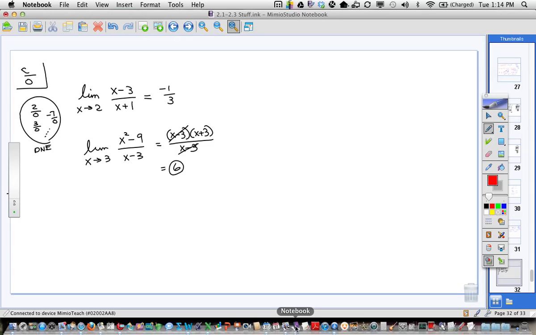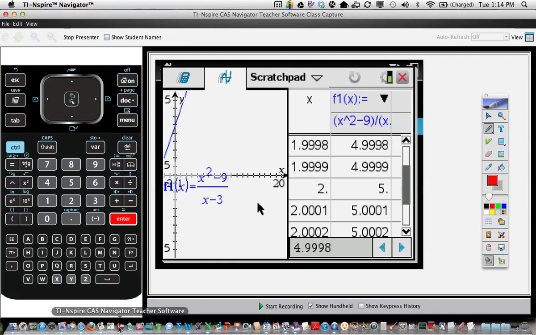Okay? All right. Let's go back to the calculator screen. And Brittany has got, hopefully, 6. Oh. She's got 5. Wait a minute. I thought the answer was 6. Aha, that's what x approaches 2. Very good. Okay, so she needs to go to her table setup again.